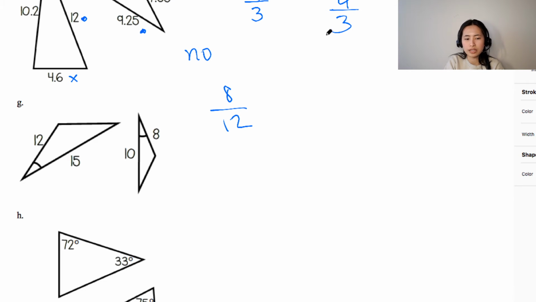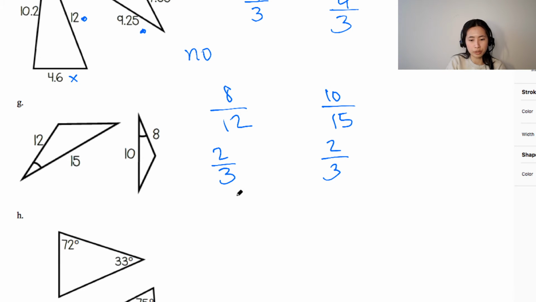So you have 8 over 12. We're taking the smaller triangle first, right? Divided by 12, and then you're taking 10 over 15, right? So 8 divided by 12 is 2 over 3, and 10 divided by 15 is also 2 over 3. So yes, they're actually similar, based on side angle side. So that's for part G.